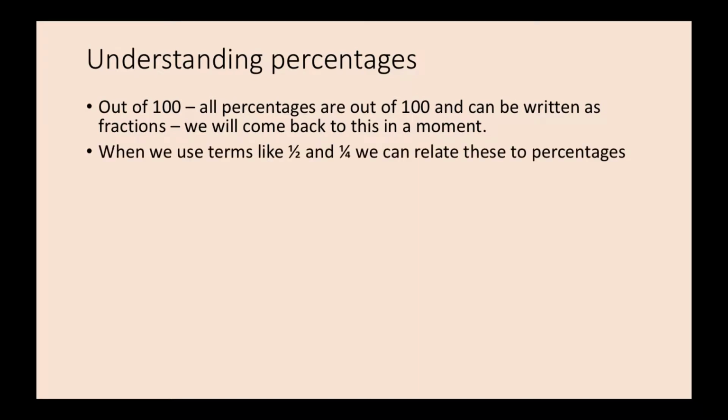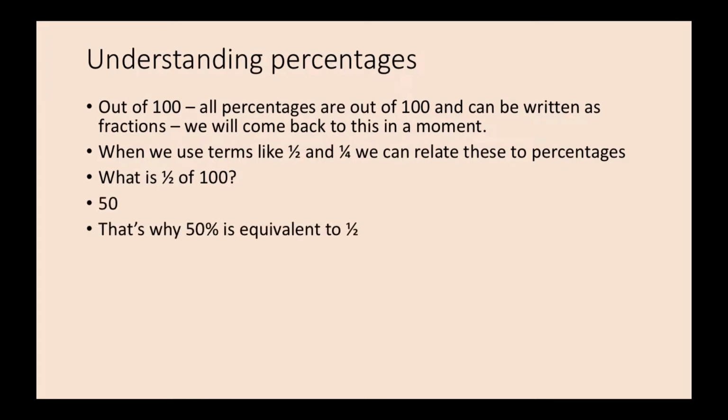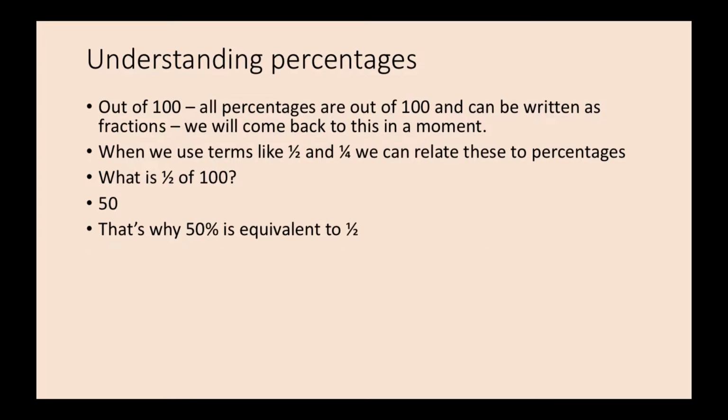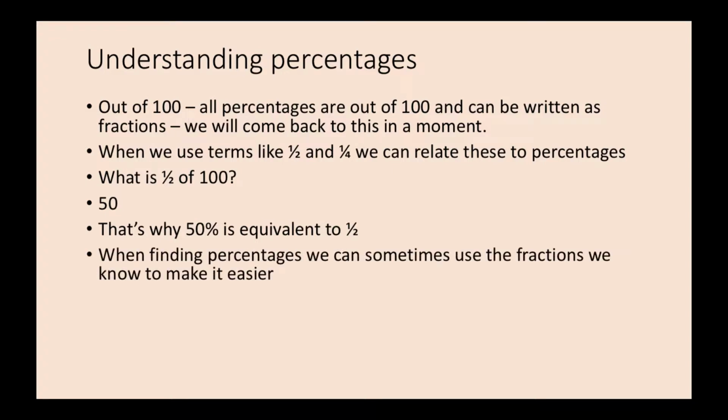When we use terms like half and a quarter, we can relate these to percentages. If we think about the number 100, 1/2 of 100 is 50. That's why 50% is equivalent to a half. The same can apply for a quarter. If we found a quarter of 100, it gives us 25, which is why 25% is equivalent to a quarter. When finding percentages, we can sometimes use the fractions we know to make it easier.